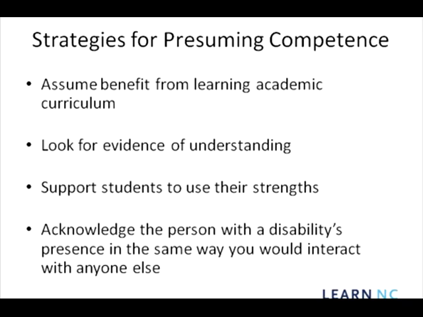Also, look for evidence of understanding. For instance, a student with autism can demonstrate knowledge in a variety of ways, such as pointing to the correct answer, selecting the picture of the correct response, things like that. Support students to use their strengths. A lot of individuals with autism have very strong visual strengths, so it's good to incorporate those things when you're teaching, focusing on those visual strengths. And then finally, acknowledge a person with a disability's presence in the same way you would interact with anyone else.